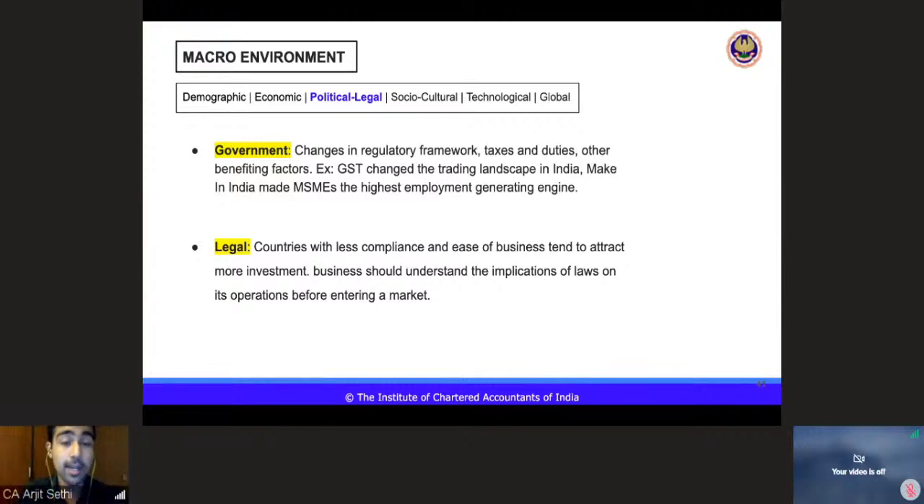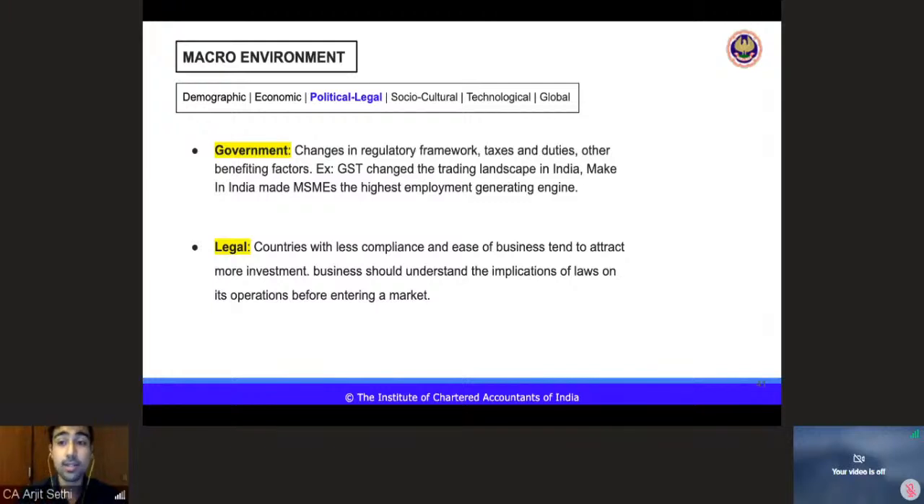It might not be the right time because the government is changing, right? The regulatory frameworks might change as someone else comes into the government. So this is something on the political legal front a business has to analyze. For example, GST changed the trading landscape in India, right? When this particular government came with a motive that we will change the systems, we'll bring in new things, a business had to be prepared, right?